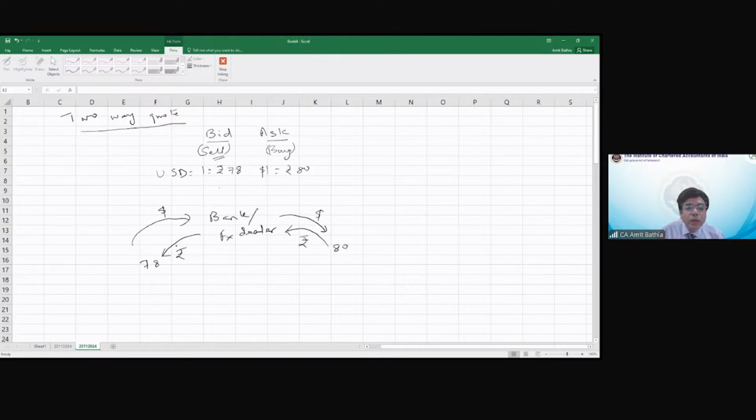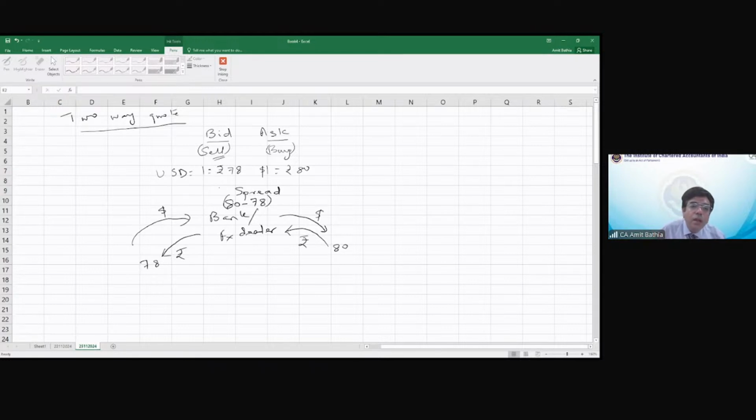Now, you may say, what is the difference between this particular price? So obviously, bank is not a charitable institution. It needs to earn some profit or margin in between, right? So 80 minus 78 is basically nothing but the margin for the bank to do this transaction of buying from one person and selling to another person, which is known as spread, right? Which is known as spread.